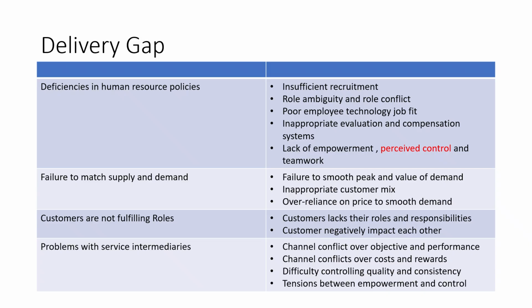Another reason is lack of empowerment. So employees are not given authority to solve problems or make decisions, so they feel powerless. They feel unsupported. Teamwork becomes very weak, and this causes slow service, poor coordination, and a lot of errors.